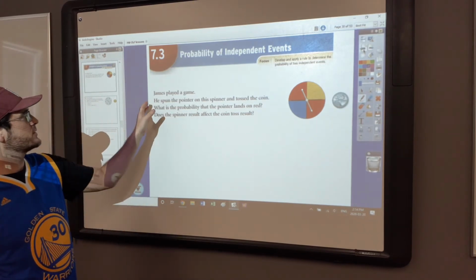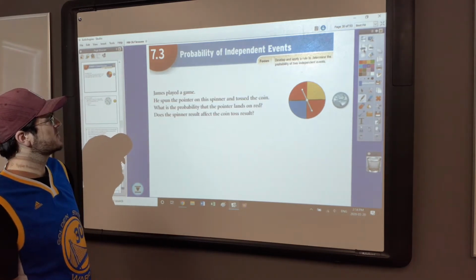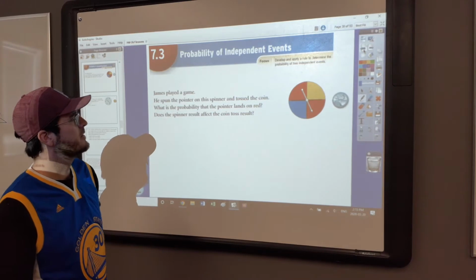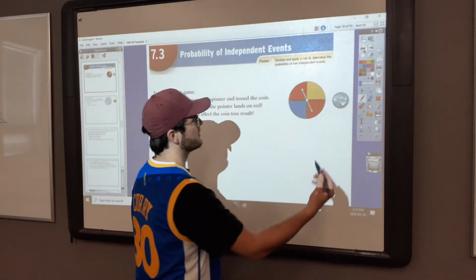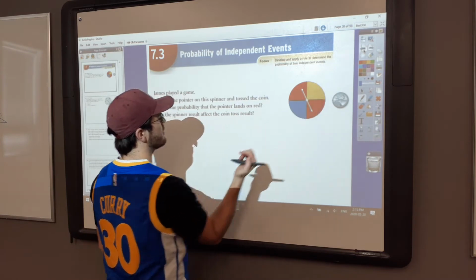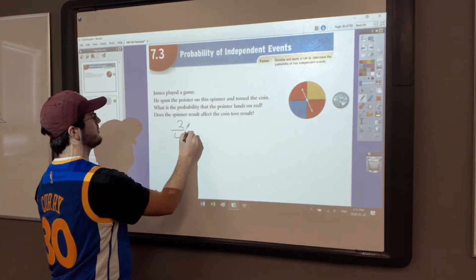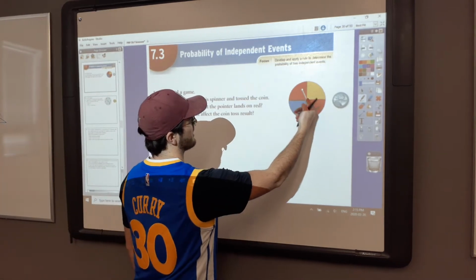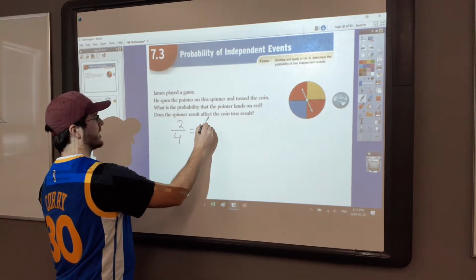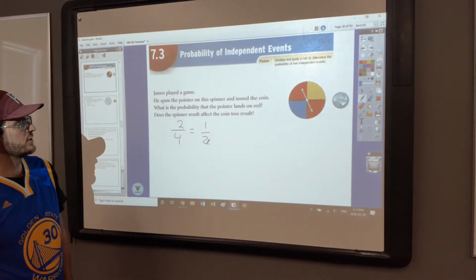Okay, so here's a game with a spinner and a coin. James spun the pointer on the spinner and he tossed the coin. What's the probability that the pointer lands on red? So basic probability is we look at all the options. Those are our total. So there's 4 sections and 2 of them happen to be red. You could also just think of it as, well, half of this spinner, or 2 sections is exactly half, or putting this fraction in lowest terms, right?